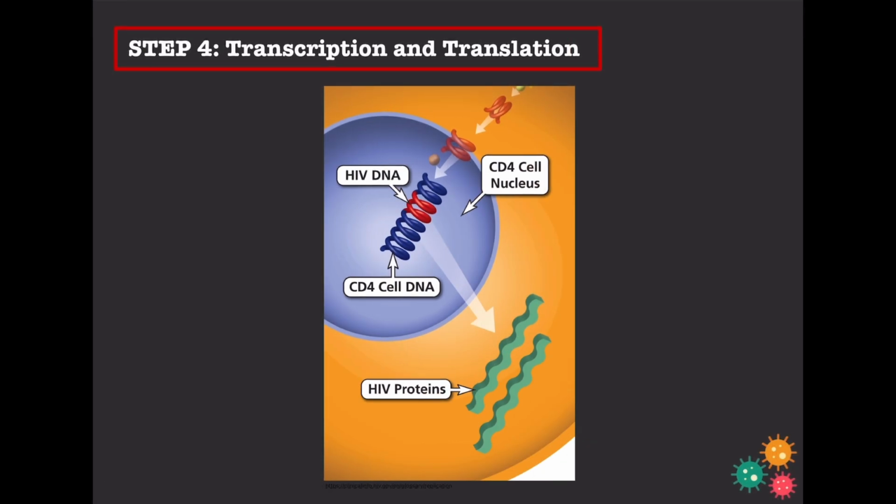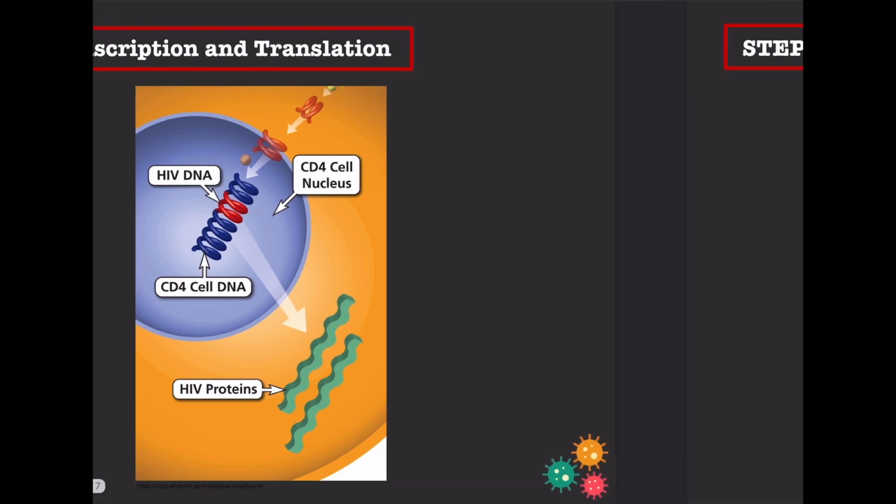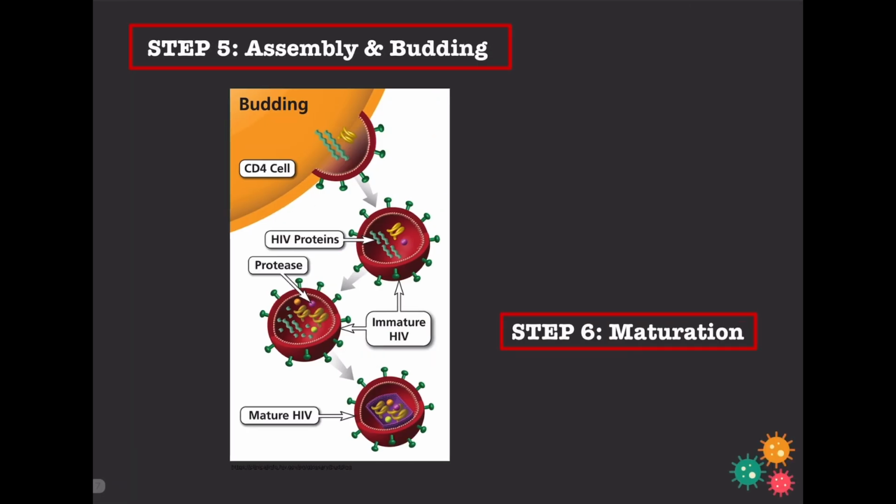With the viral DNA integrated, the T cell now unknowingly begins producing viral RNA and proteins. This is the transcription and translation phase, where the host cell starts manufacturing components of new HIV particles. After enough viral proteins and RNA are made, they assemble at the surface of the T cell to form immature HIV particles. The final step in this process is called budding, where the new virus particles push out of the T cell membrane, ready to infect more cells.